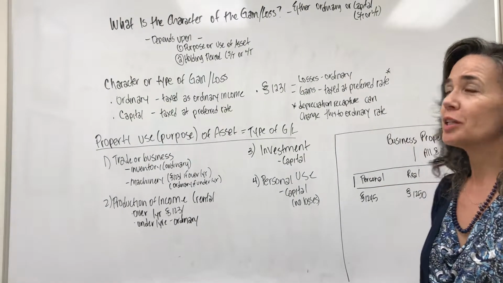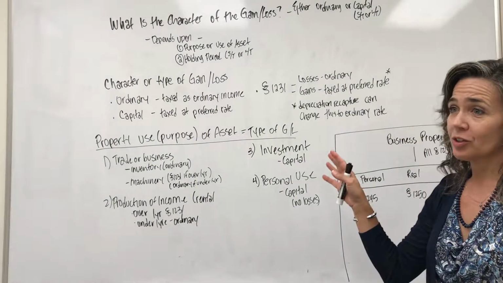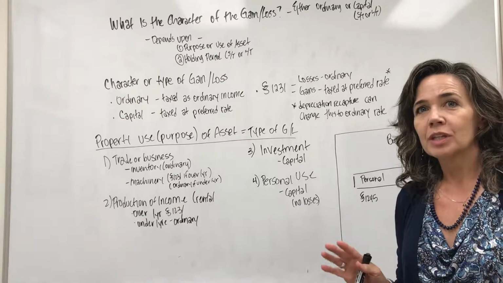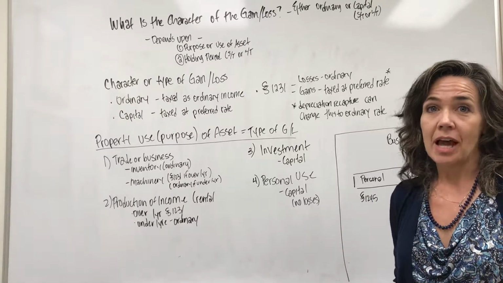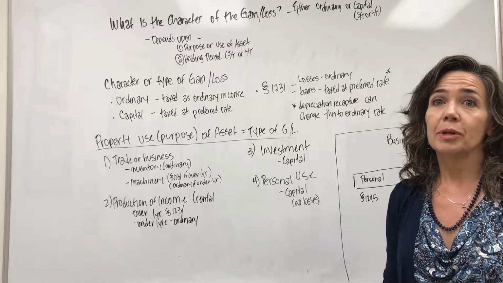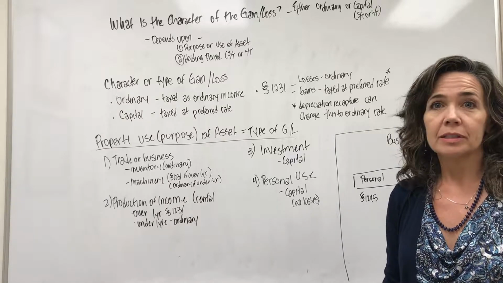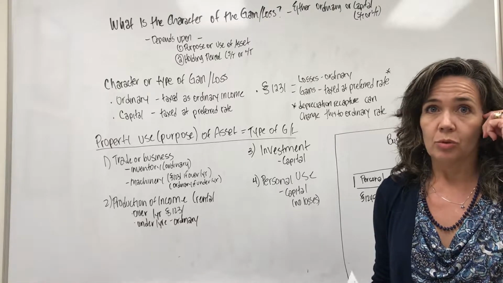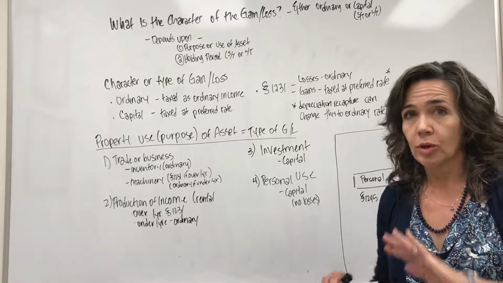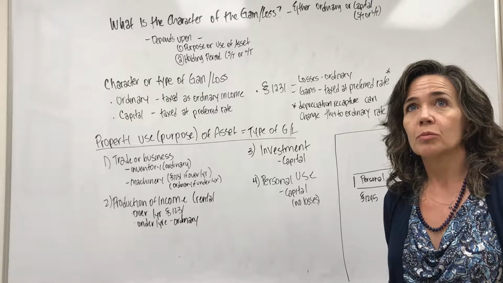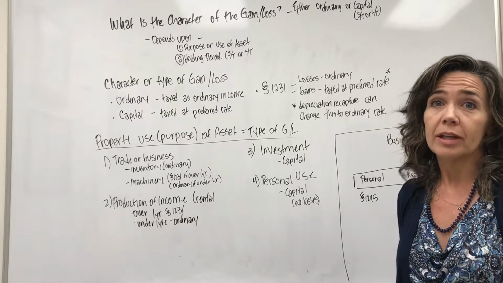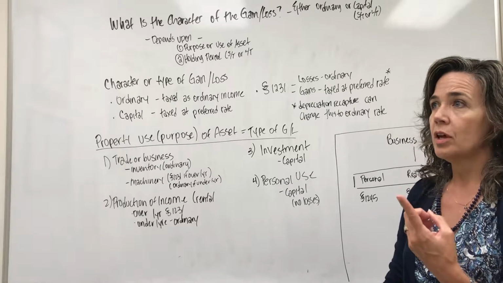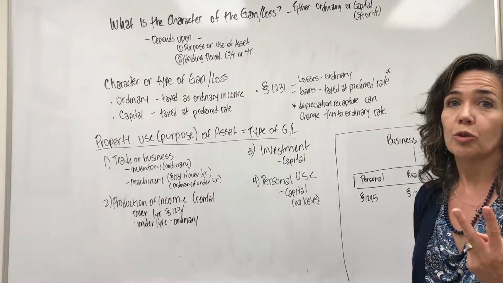Okay, I want to talk a little bit about characters of gains and losses, because this is a little bit confusing in that, how is it taxed? So we've talked about things being taxed at their ordinary rate, which means ordinary income. It's taxed at your tax rate schedule. But there are also things that get taxed at a preferred rate, a better rate than your ordinary. We talked about qualified dividends getting taxed at preferred rates. Capital gains get taxed at preferred rates.